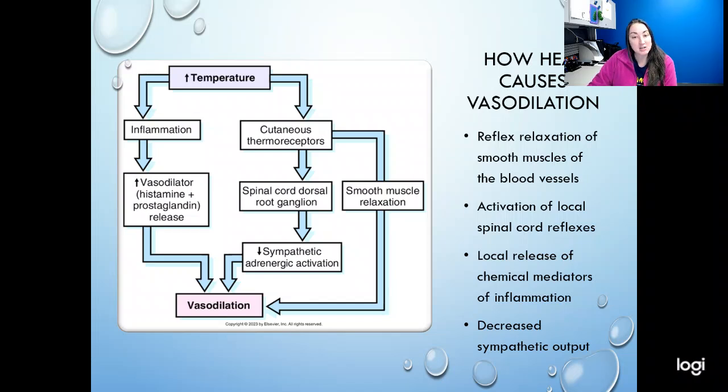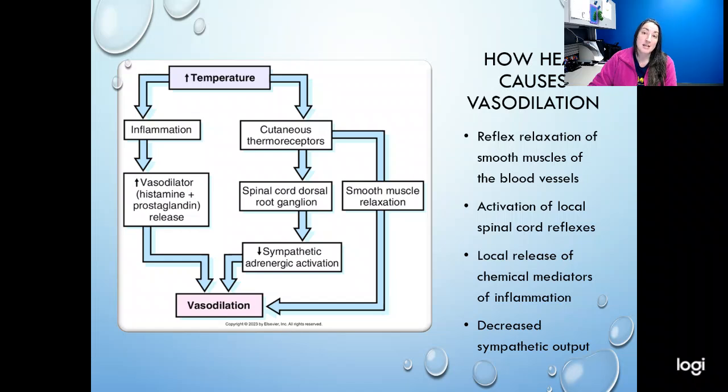Why does the heat cause vasodilation? First, there's a reflex relaxation of the smooth muscles of the blood vessels. So when they're relaxed, they open up and allow more blood flow. That's what vasodilation is. There's an activation of local spinal cord reflexes that cause vasodilation, and a release of chemical mediators. These are histamine and prostaglandins. Again, same ones that were affected by ice.